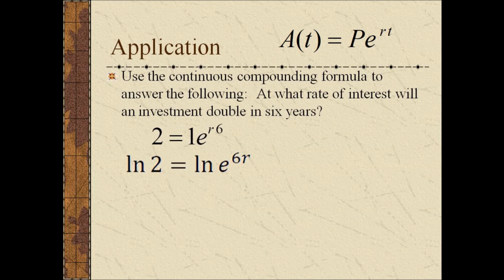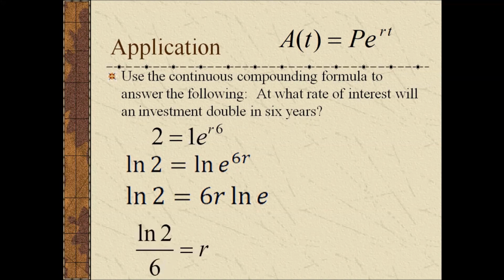Natural log of 2 equals natural log of e to the 6r. This allows us to bring the 6r out in front of natural log e. Now, the nice thing about continuous compounding is that we're using the base e, and so natural log of e turns out to be 1. So dividing both sides by 6, we'll get r by itself. And again, this is a case where we want to put natural log of 2 over 6 into a calculator to find an approximate value.